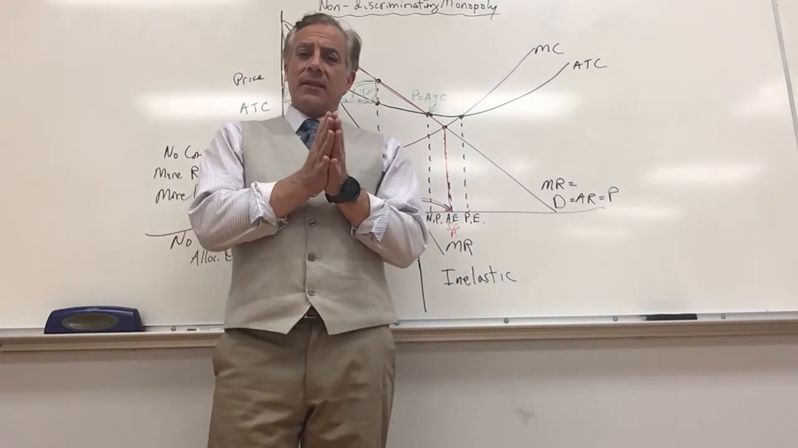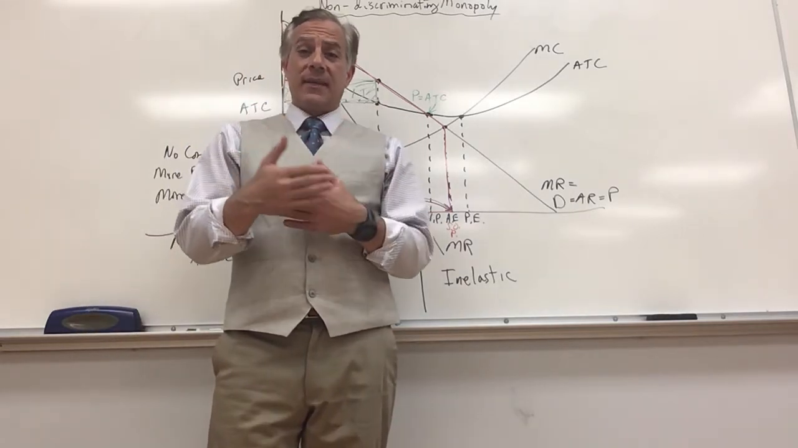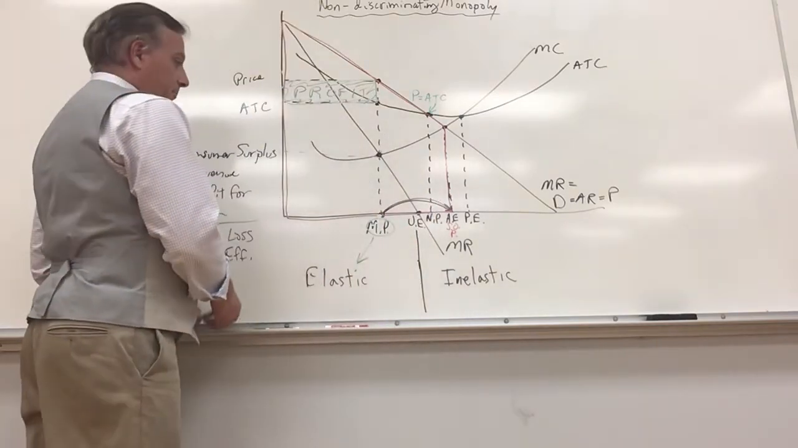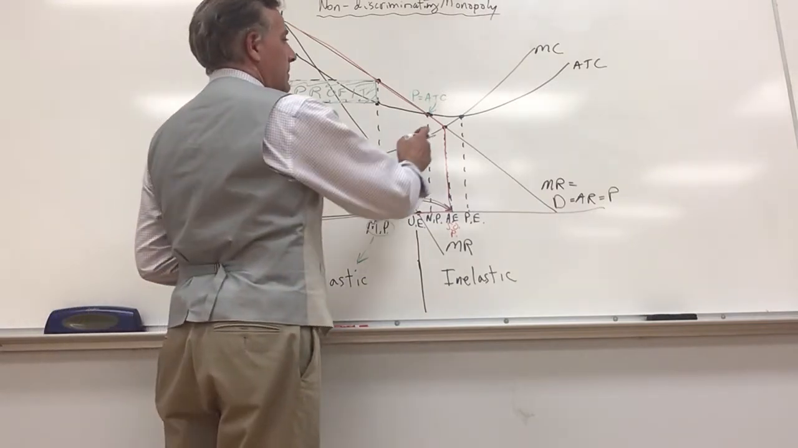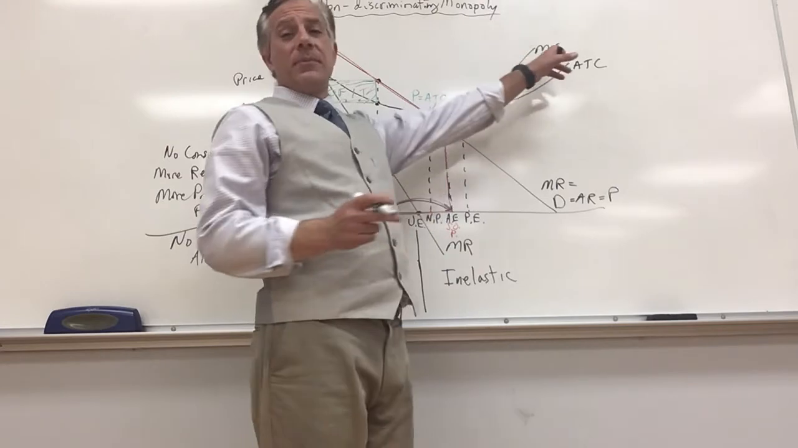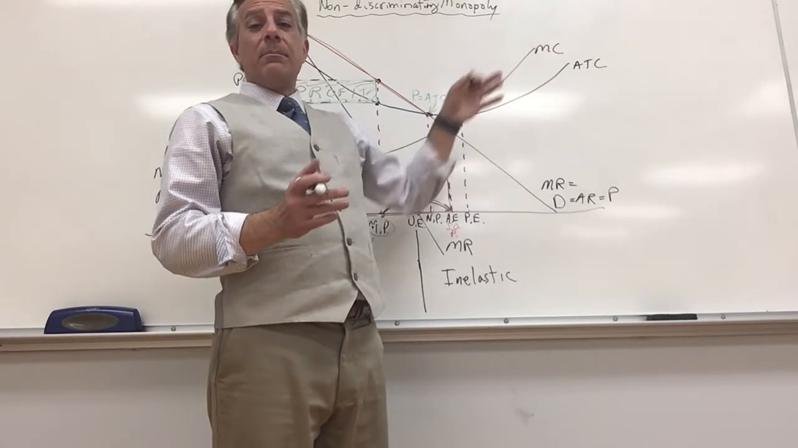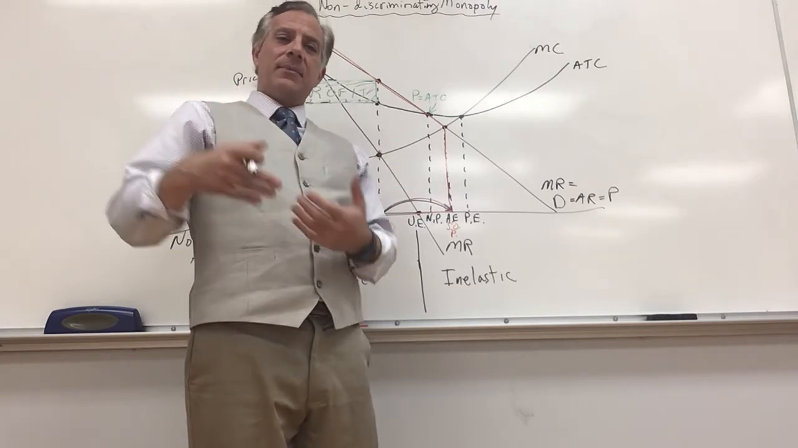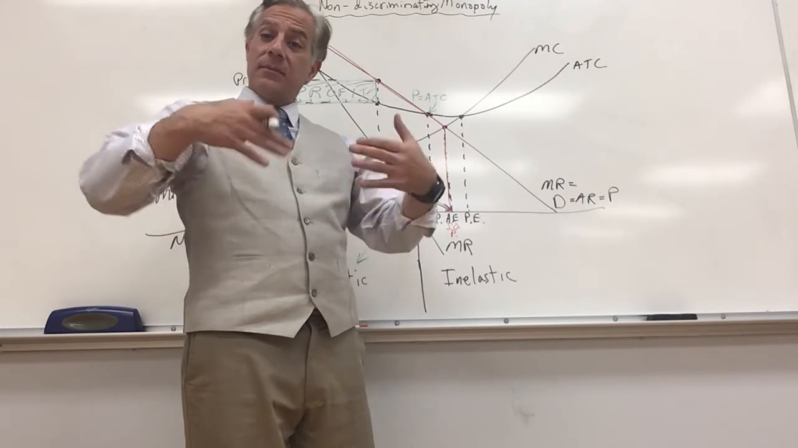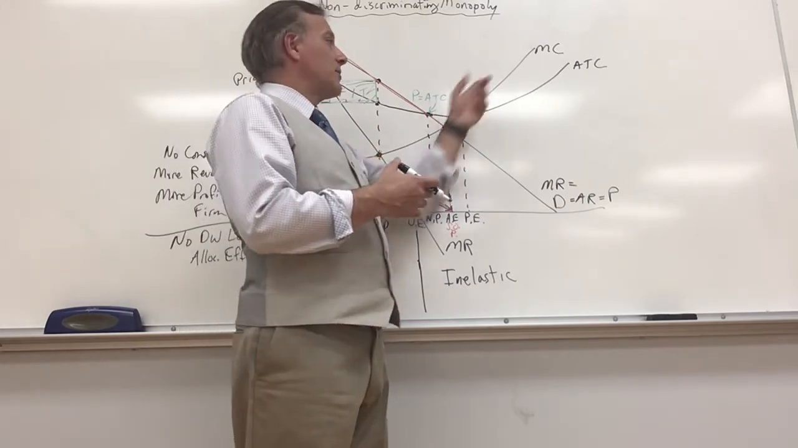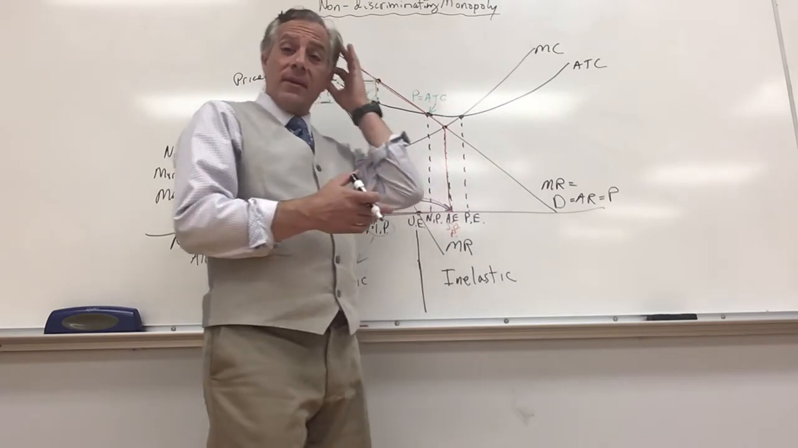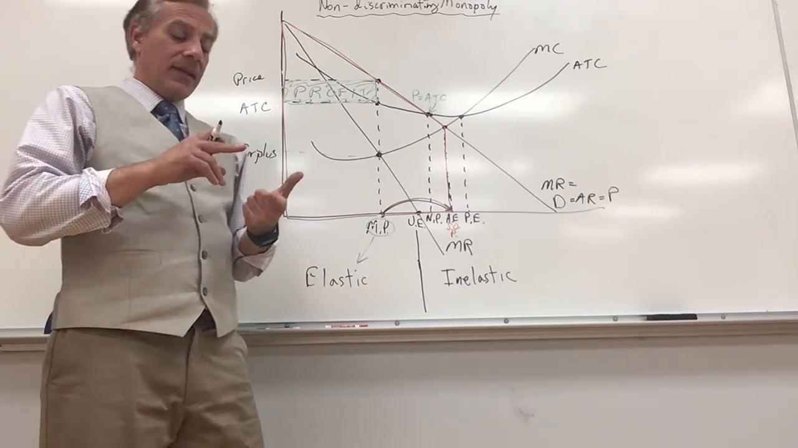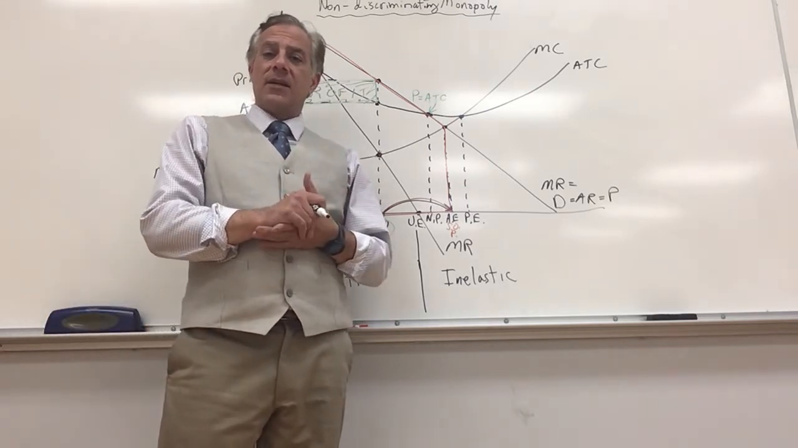Don't forget about shutdown situation. If price is less than average variable cost, that's a shutdown situation. Don't forget that the marginal cost curve is the supply curve, but only above average variable cost. Below average variable cost is not part of the supply curve because there's a shutdown below average variable cost. So marginal cost is the supply above average variable cost. Make sure you know economic profit, accounting profit versus normal profit, and then implicit and explicit costs.